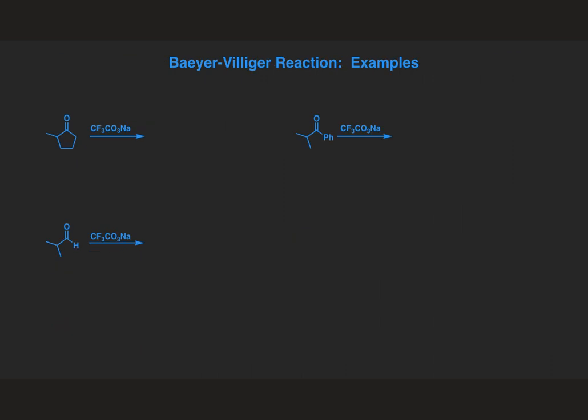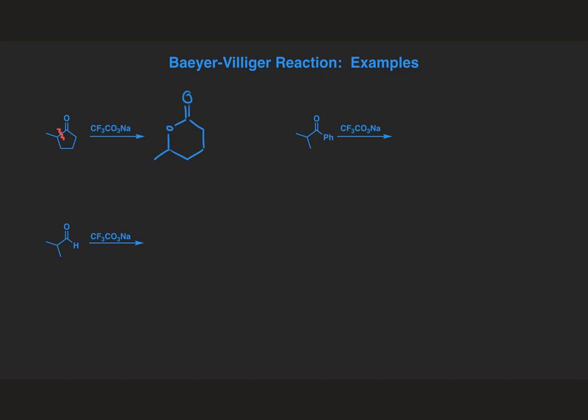If we look at a few examples of this reaction, let's start with this methyl cyclopentanone. On one side of this molecule, we have a primary group. This carbon is connected to only one other carbon, so that's a primary. On the other side, we have a secondary group. This carbon is connected to two different carbons. So the secondary group was quicker to migrate, and so we're going to break that bond and insert an oxygen in between. And that methyl group is still there.